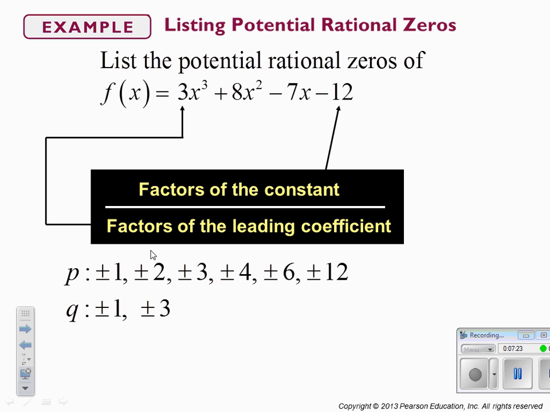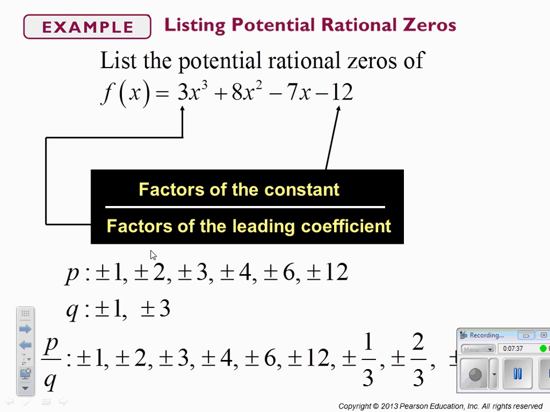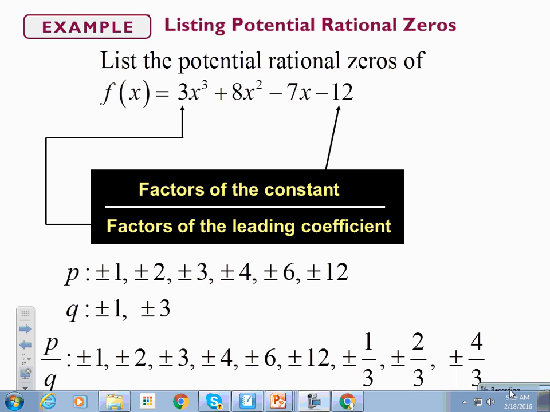Thankfully, the factors of q are fewer, so we look at factors of 3, which are 1 and 3, and we have to include the positive and negative values of 1, and also 3. So we put all those together. So 1 over 1 is 1, and it's positive or negative. Then we've got 2 over 1, 3 over 1, 4 over 1, 6 over 1, 12 over 1.